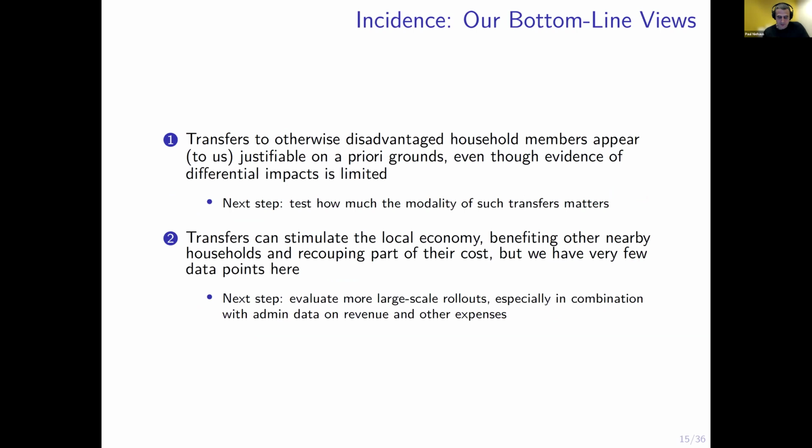All right, to sum up the incidence bit, and then I want to hand over to Tavneet. I think a couple of key takeaways I would underscore. One is that transfers to disadvantaged households, members of households, look justifiable purely on a priori grounds, as I said, even though evidence of differential impacts is more limited than you might have expected, given their popularity. And I think those tests for modality, like does it matter in what form you give the transfers to people, who controls the money, are really important and a good direction to proceed.